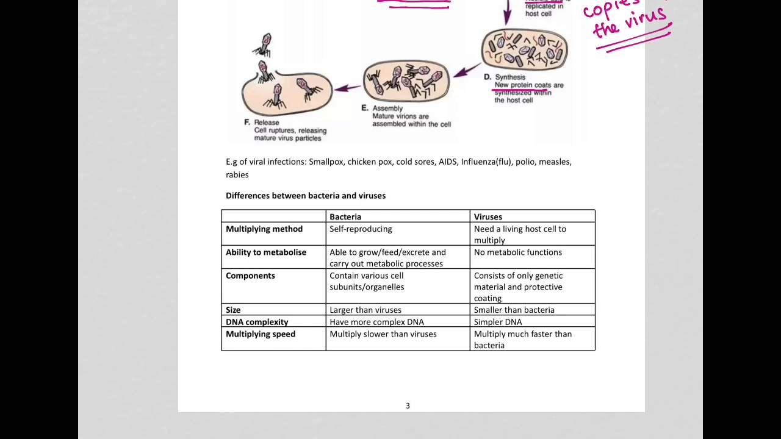Now, here you have a table that shows the differences between bacteria and viruses. Bacteria are self-reproducing, viruses need a host cell. Bacteria are able to carry out metabolic processes, viruses do not. Bacteria have organelles. Viruses only have a protective coating and genetic material. This is the DNA or the RNA. Bacteria are larger in size, viruses are smaller than bacteria. Bacteria have more complex DNA. Viruses will have simple DNA, or they will have either RNA or simple DNA. And bacteria multiply much more slowly than viruses, while viruses will multiply really quickly using the host cell. You need to know these differences.